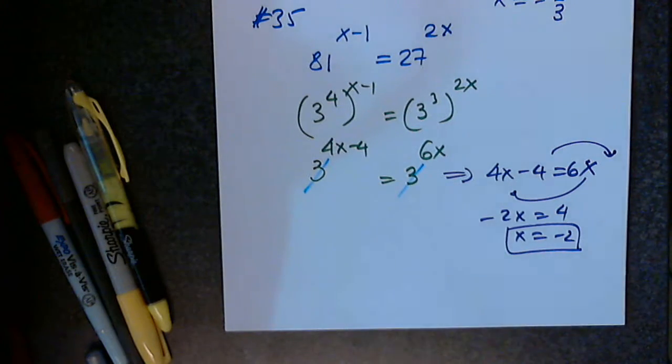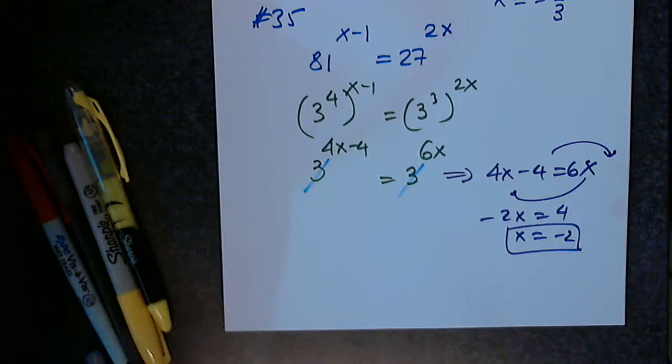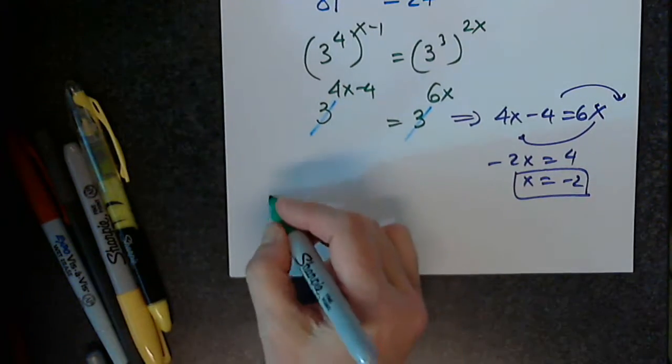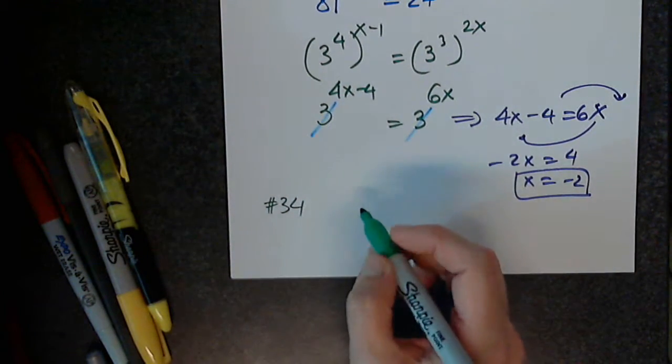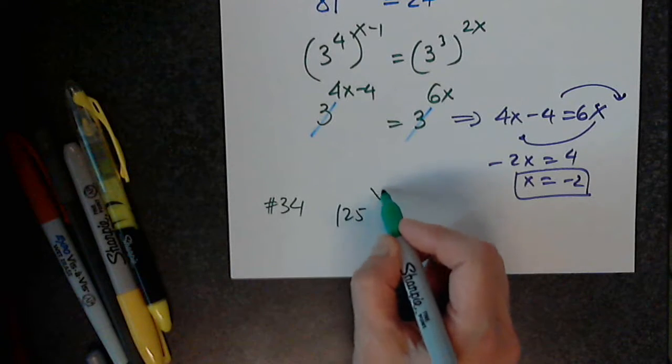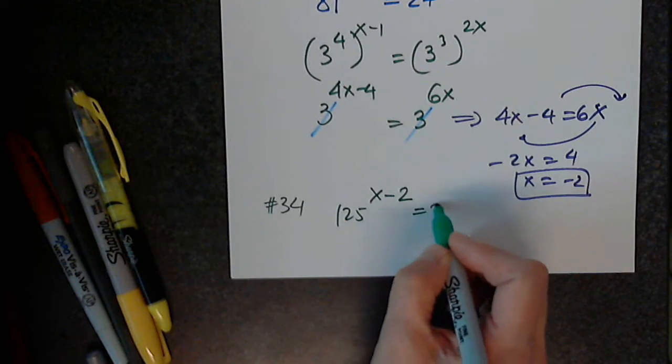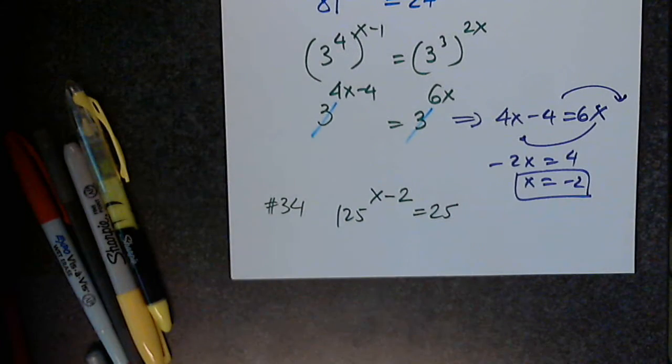Okay, should we do one more? Okay, let's look at 34. And that is 125 raised to x minus 2 equals 25. One minute, and then we'll look at word problems.